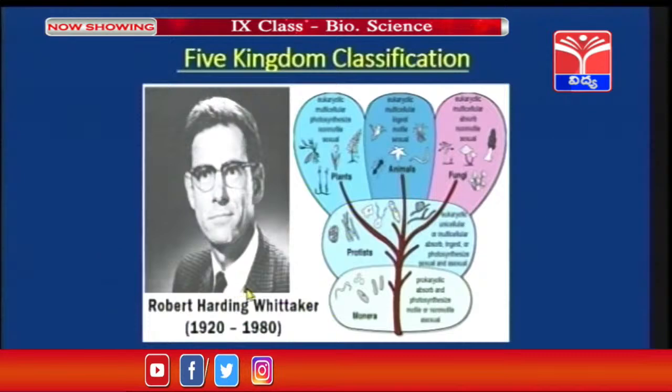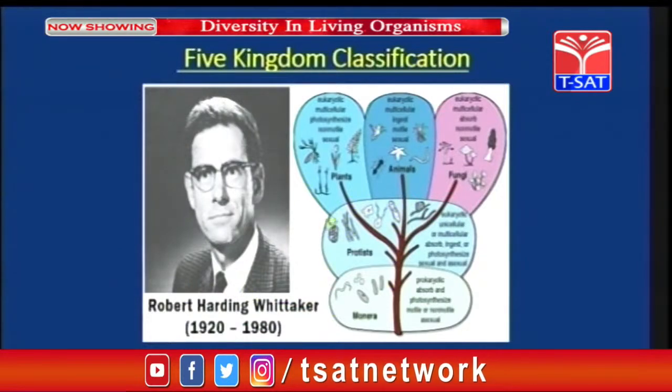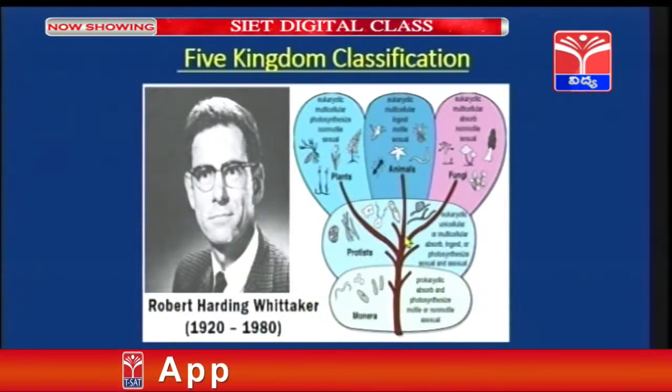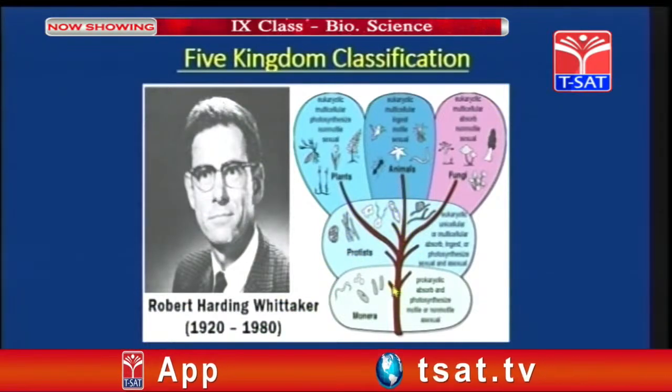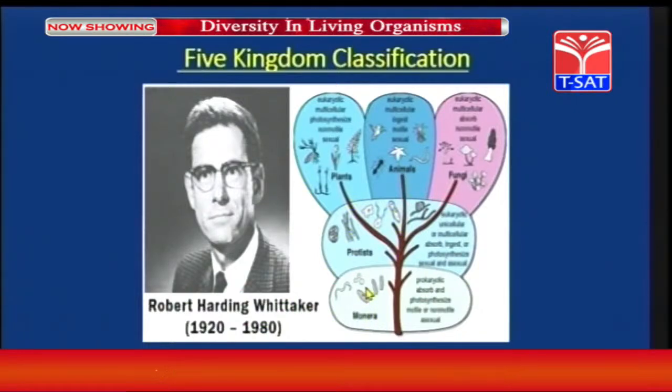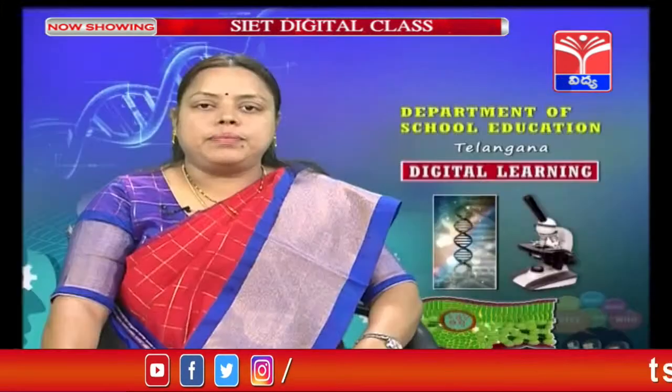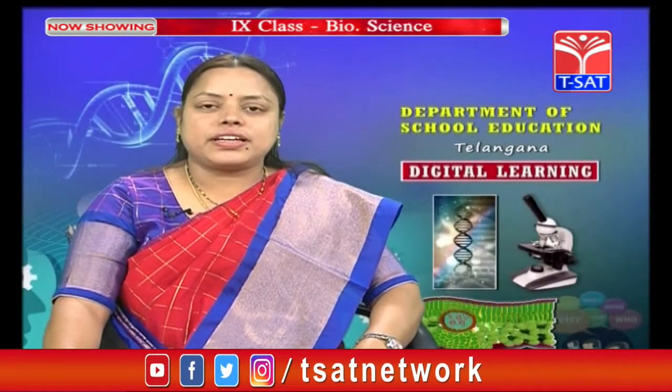Children, he is the scientist who discovered the 5-kingdom classification, and he gave out 5 kingdoms. Let us know what the 5 kingdoms are. The first one is Monera. Children, you can repeat with me. The first kingdom is Monera, Protista, Plantae, Animalia, Fungi.